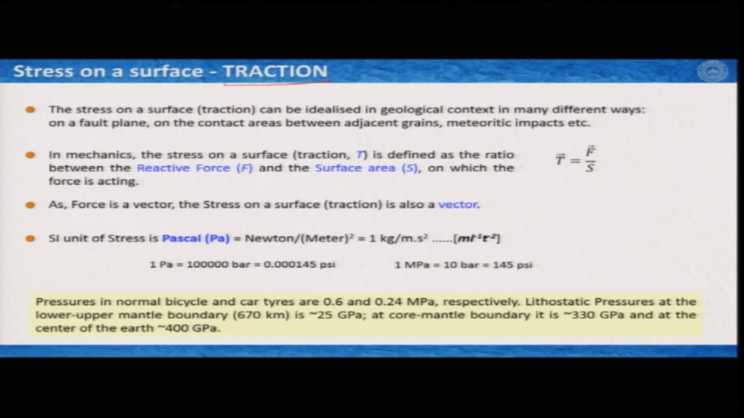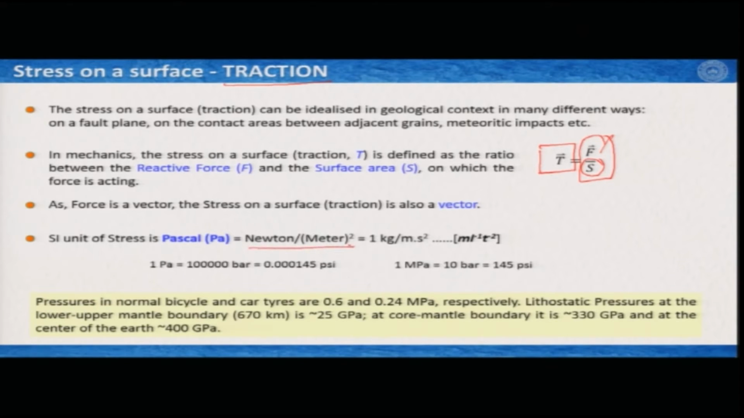So, therefore, we define that T equals F divided by S. This F is your reactive force, it is a vector, and S is the area you would like to work with. So, this T is the stress or the traction. Now, because force is a vector, the stress on a surface, or traction, must be a vector as well. Because we are dividing the Newton by area, the unit of stress should be Newton per meter square.